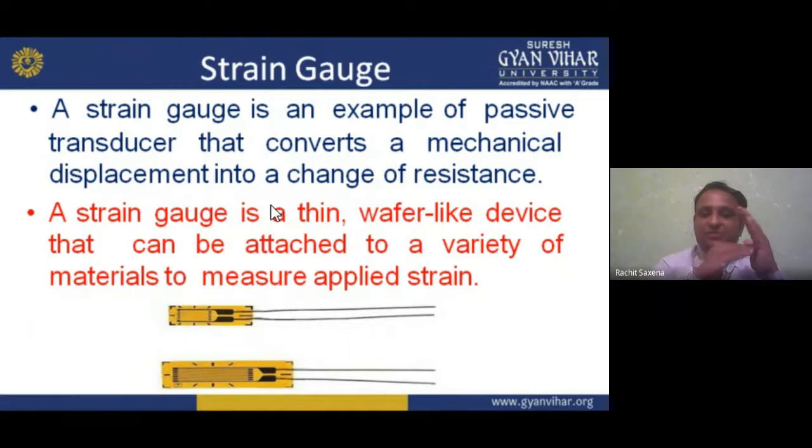I'm applying some displacement, and we'll find the change of resistance. So what is a strain gauge? It is basically a wafer-like device. See here, it is a very simple wafer-like device, with a variety of materials attached. When strain is applied, we can measure it, because due to this the resistance can be measured.